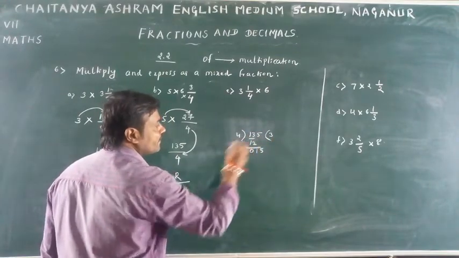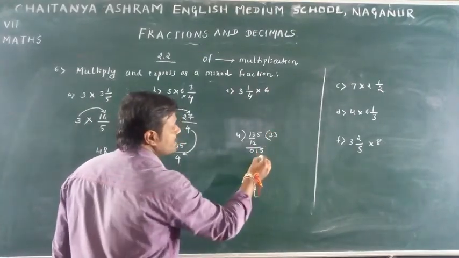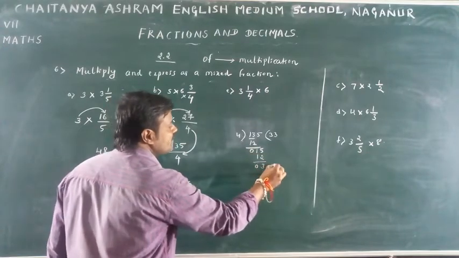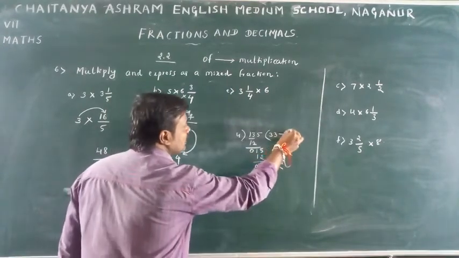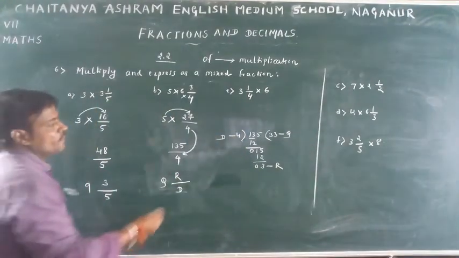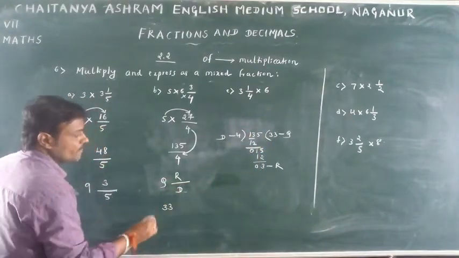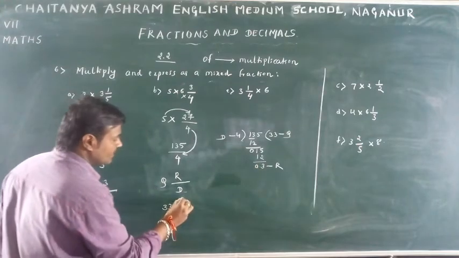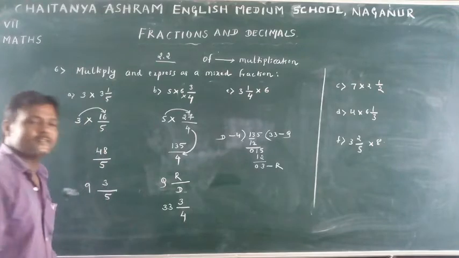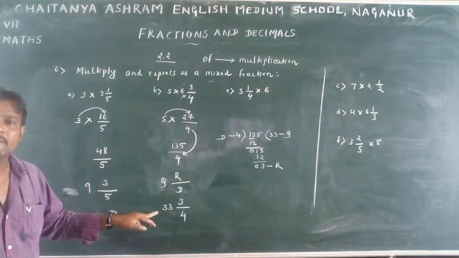Bring down the next number. Which is near to 15? Again it is 4 3s are 12. 15 minus 12 is 3. This is the remainder. This is the quotient. This is the divisor. So write the answer. So Q is there, no? We should write 33, R, that is remainder 3 by D, that is 4. This is the conversion of a fraction into a mixed fraction.